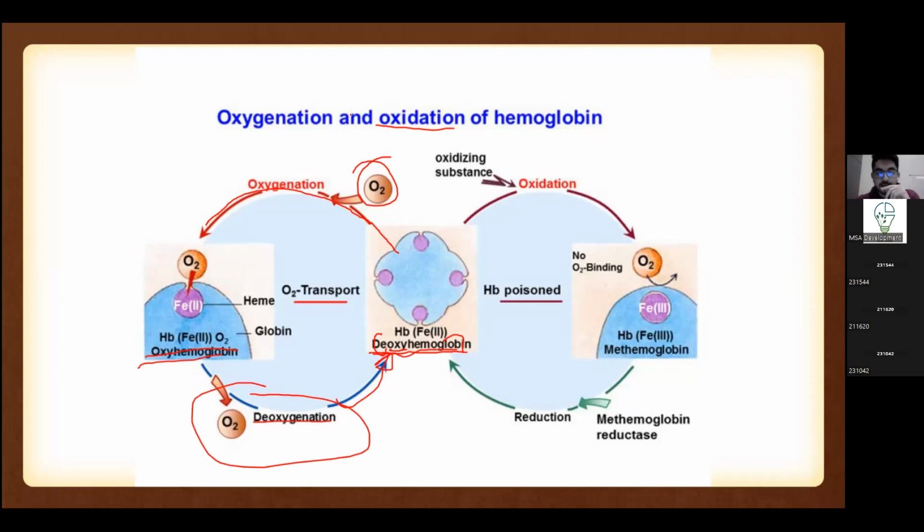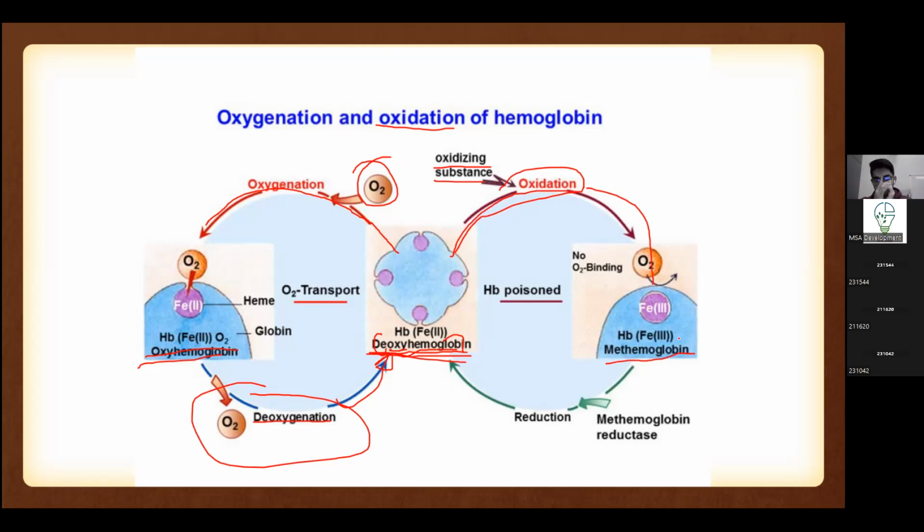Now the second cycle here is the cycle of oxidation. In the case of oxidation, deoxyhemoglobin is going to undergo oxidation due to some oxidizing substances. You don't have to know any example of oxidizing substances; you only have to know the concept. So deoxyhemoglobin here is going to undergo oxidation, and it's going to become something called methemoglobin. This methemoglobin is a bad hemoglobin. It cannot bind any O2. Therefore, it's useless in the transport of O2 from the lungs to the organs.